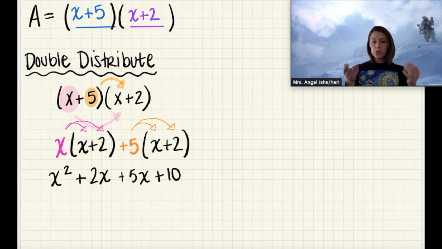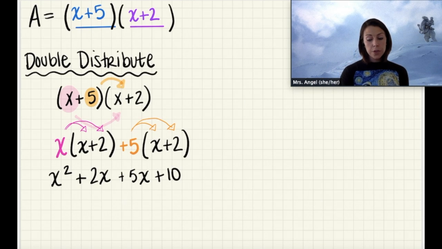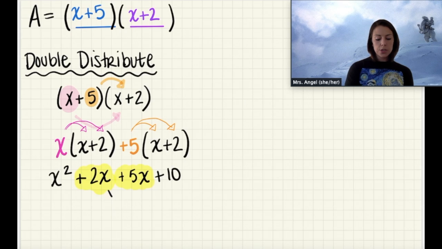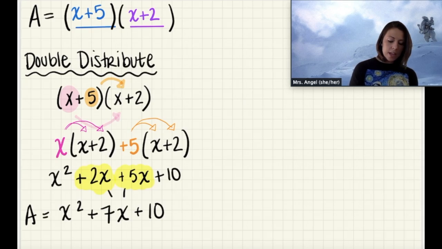Now, once I'm down to this final expression, I do want to make sure that there's no other math that I can do. Do you see any other math that could be done here? Hopefully you said yes, because I see a positive 2x and a positive 5x, which means I can combine those. That would be 7x. So these two can combine into a single term 7x, and everything else can just come down. And that's all that I can do. This is the expression that I have for area. Nothing else can be done here.